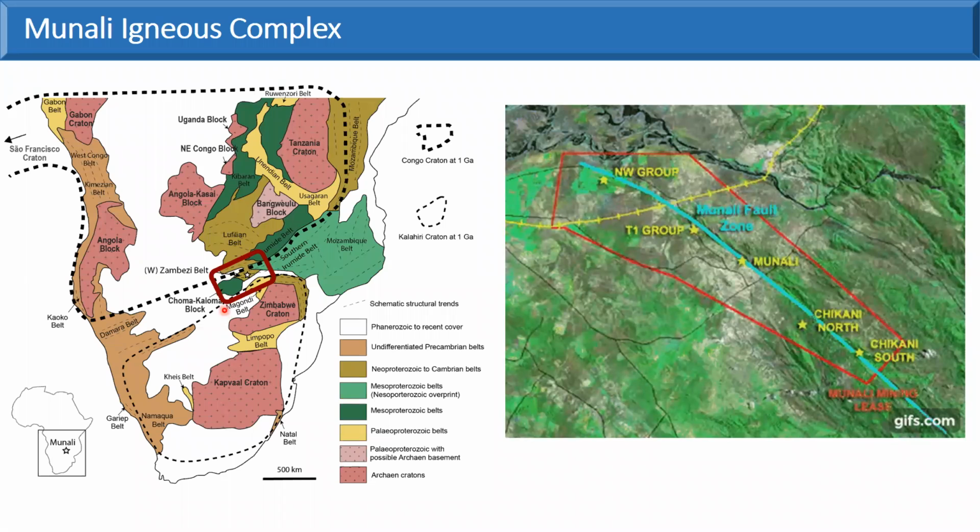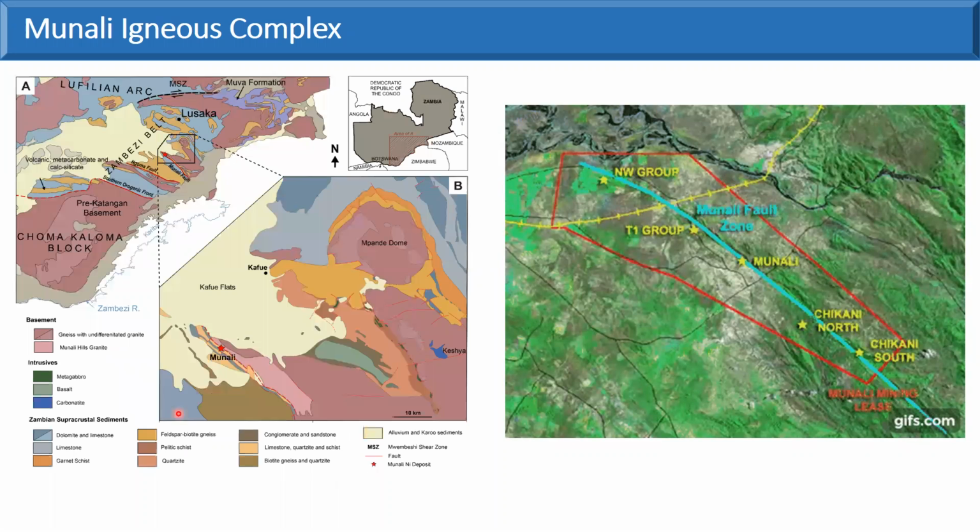So Munali is situated within the Neo-Proterozoic Zambezi belt that separates the Congo Craton from the Kalahari Craton in southern Africa. So the Zambezi belt is a northwest-southeast trending orogenic belt that's marked by a series of parallel shear zones, and the most important for Munali is the Munali shear zone. And this is highlighted on the right, how it's prospective not only for being associated with the Munali nickel deposit, but also is associated with other sulfide-bearing mafic ultramafic intrusions, as well as Chikani, which is a copper-rich black shale deposit, with additional evidence for artisanal gold workings in the region.